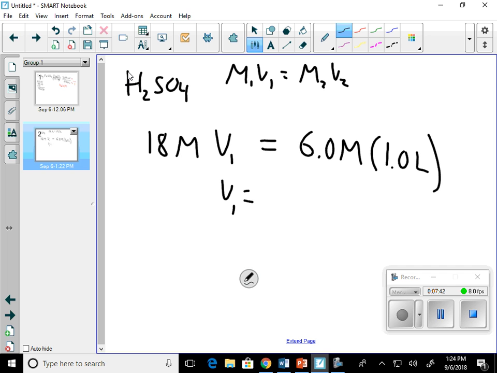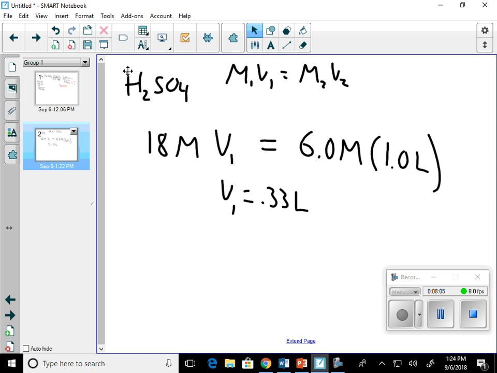6 divided by 18, well, 6 over 18 is a third, right? We okay with that math? 2 sig digs, I'm going to call it 0.33 liters. I mean, I could call it 330 milliliters, as long as I didn't use a decimal after the 0.